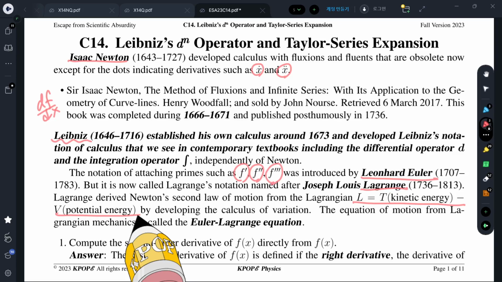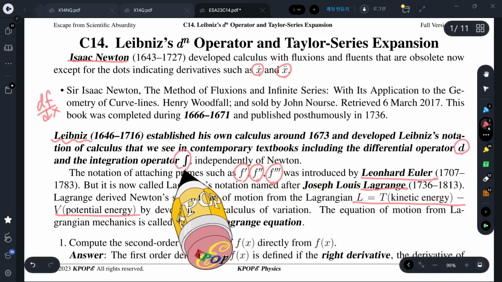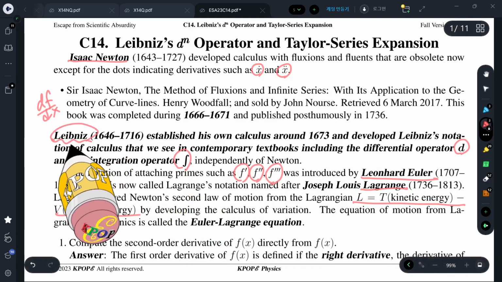I forgot to tell you, as well as the differential operator d, the integral notation came from Leibniz. Okay?